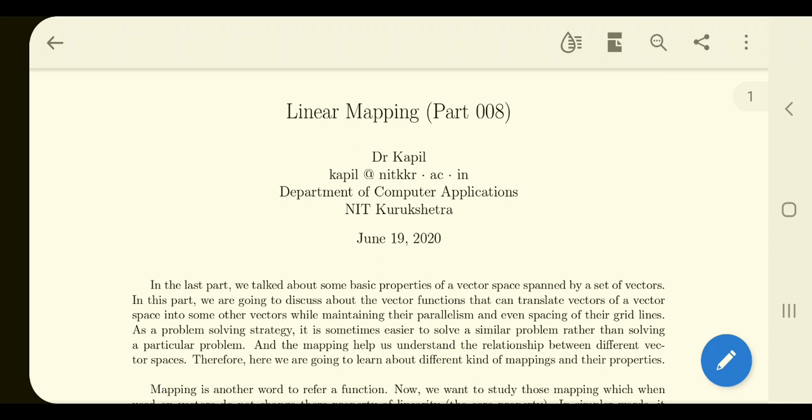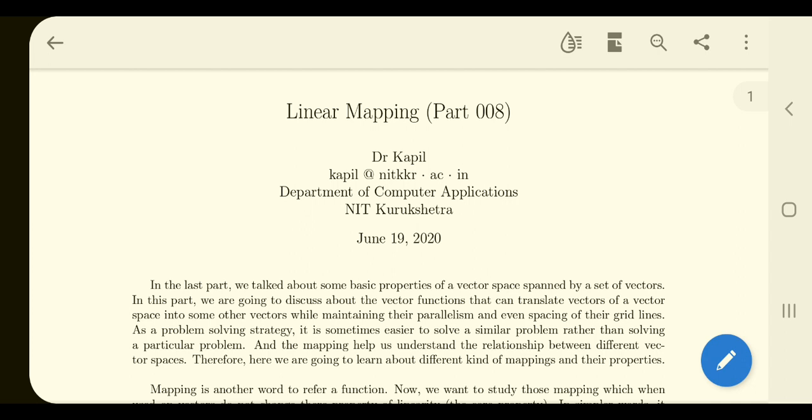In the last video, in fact, in the last part, we discussed some properties of matrices and vector spaces. For example, basis, rank, dimension, etc. Now, that is all talking about the properties of a particular vector space. In this particular part, we are going to study the relationship between two vector spaces.